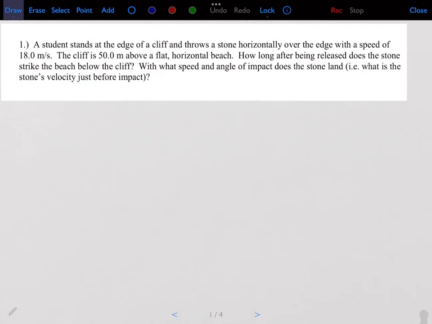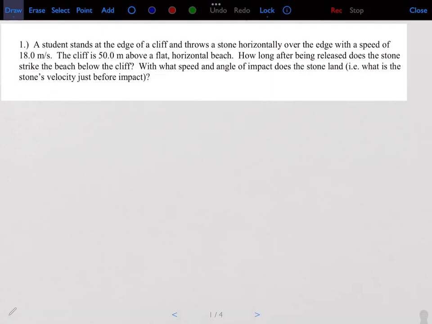So what's the time it takes to reach the beach below? And then with what speed and angle of impact does the stone land? Like what is the stone's velocity? What it means when it says land is just before it hits, like instantly before it hits.